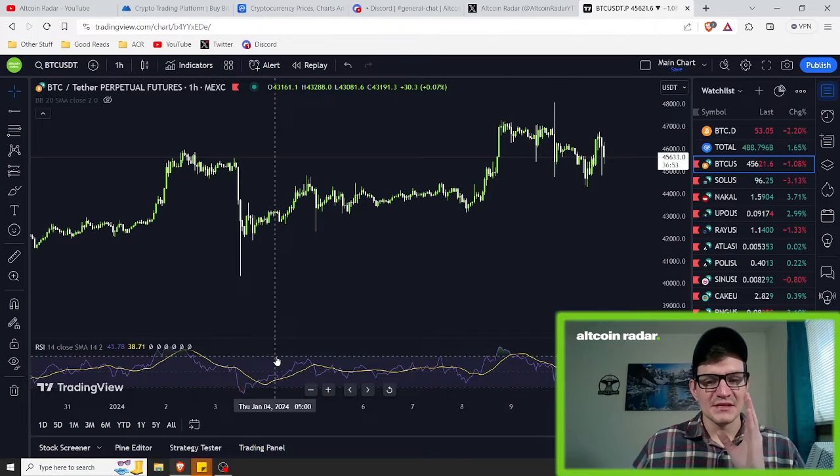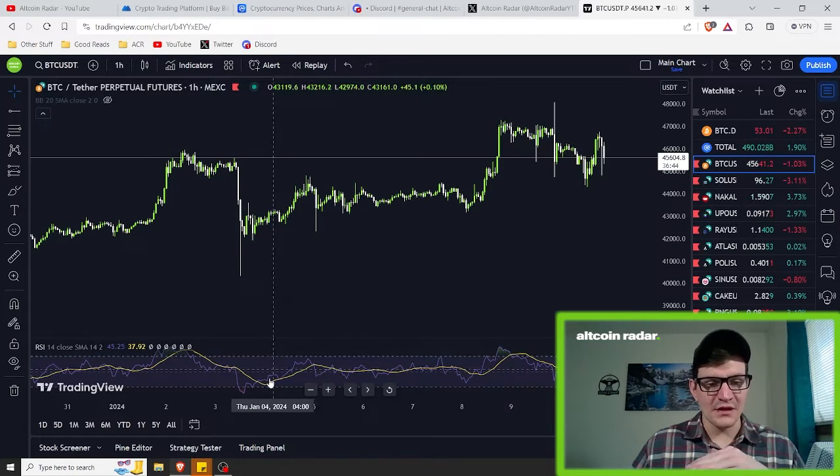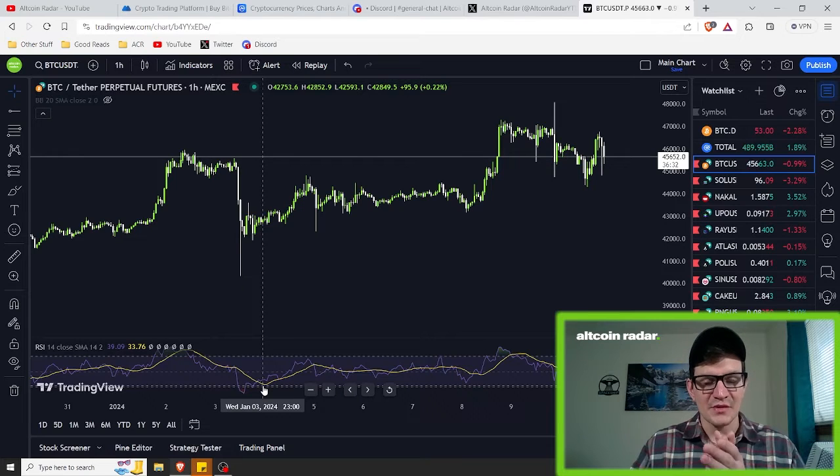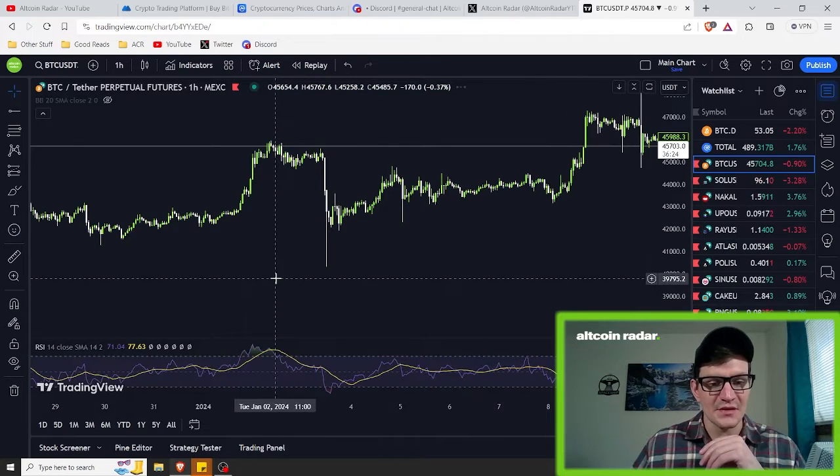That would be the 70 level, all right? It could mean that the price action is currently overbought, and if it's at or below the 30 level, which is the bottom one, it could mean that price action is oversold. But you have to be careful, because when an asset is in extremely bullish or extremely bearish trends, the RSI will stay oversold or overbought for extended periods of time, okay? Let me show you an example of this, all right?